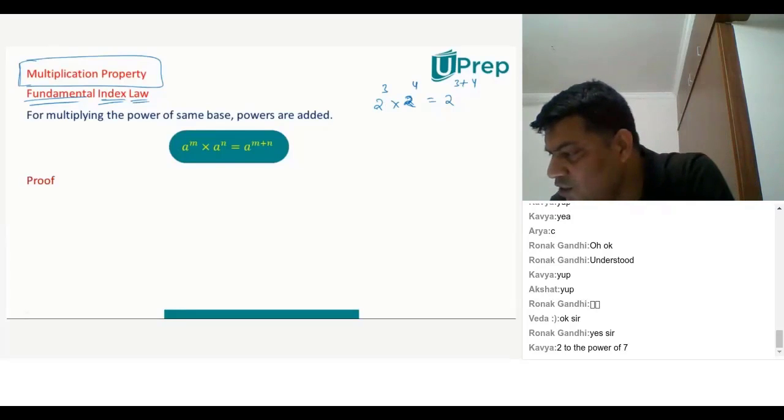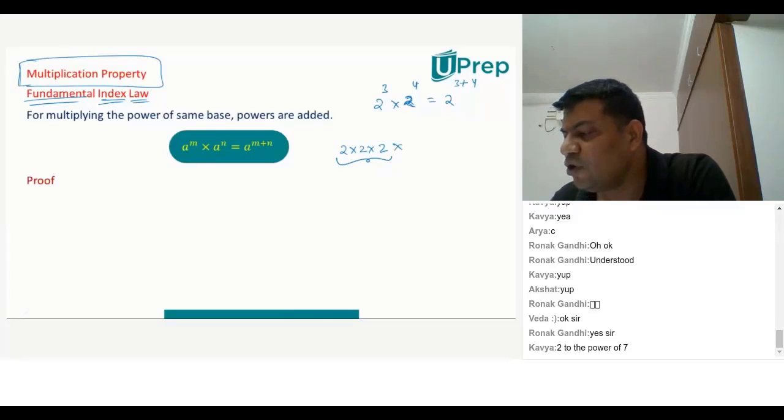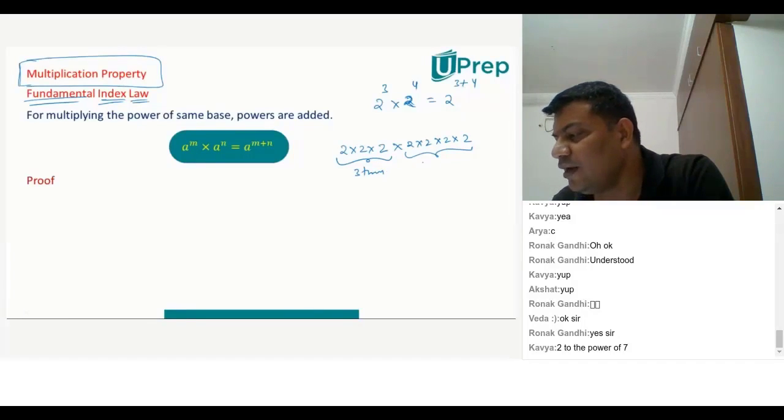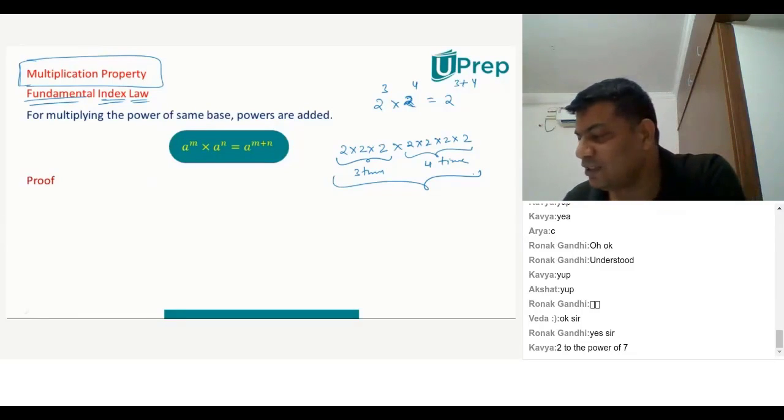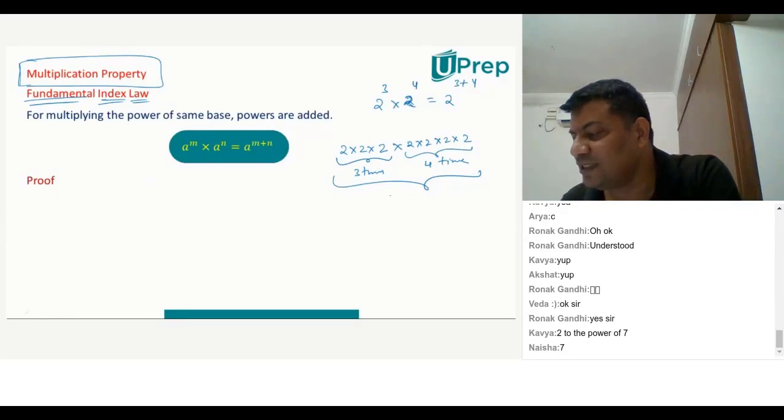First, let's understand 2 to the power of 3. What do you mean by 2 to the power of 3? 2 into 2 into 2, you're multiplying it 3 times. And here, into 2 to the power of 4, 2 into 2 into 2 into 2, you are multiplying 2 4 times. Here you are multiplying 3 times, here you are multiplying 4 times. So basically, can I say you are multiplying 2 how many times? You are multiplying 2 3 plus 4 times. That is 7 times. That is your basic mathematics.